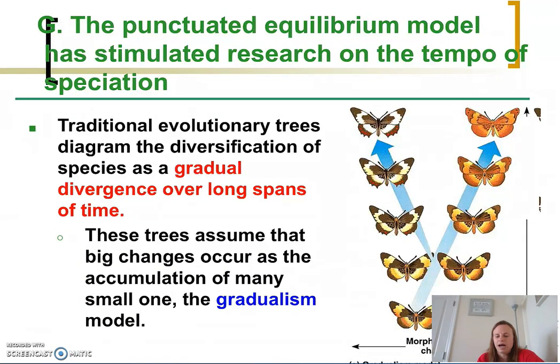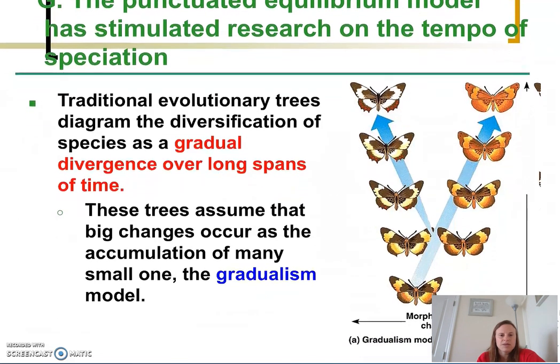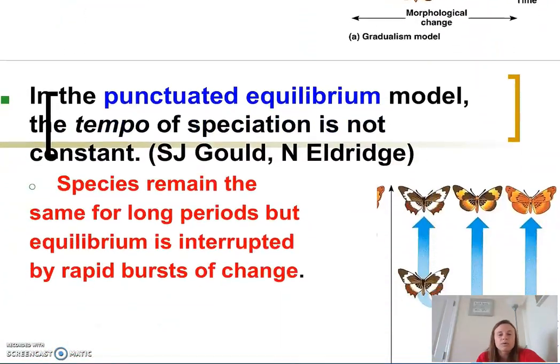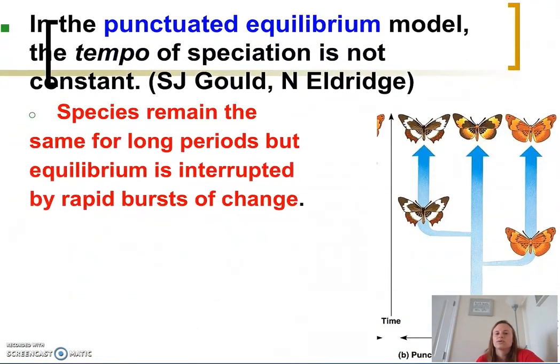This was Darwin's model of the time frame of evolution. Darwin believed in gradualism. Gradual divergence from a common ancestor over long spans of time was how evolution occurred. More recently, a Harvard professor, Mr. Gould, proposed the idea of punctuated equilibrium, where evolution occurs when species remain the same for long periods, but then some sort of event interrupts the equilibrium, which results in rapid bursts of change, which leads to new species. In our next video, we'll be discussing the heterotroph hypothesis.